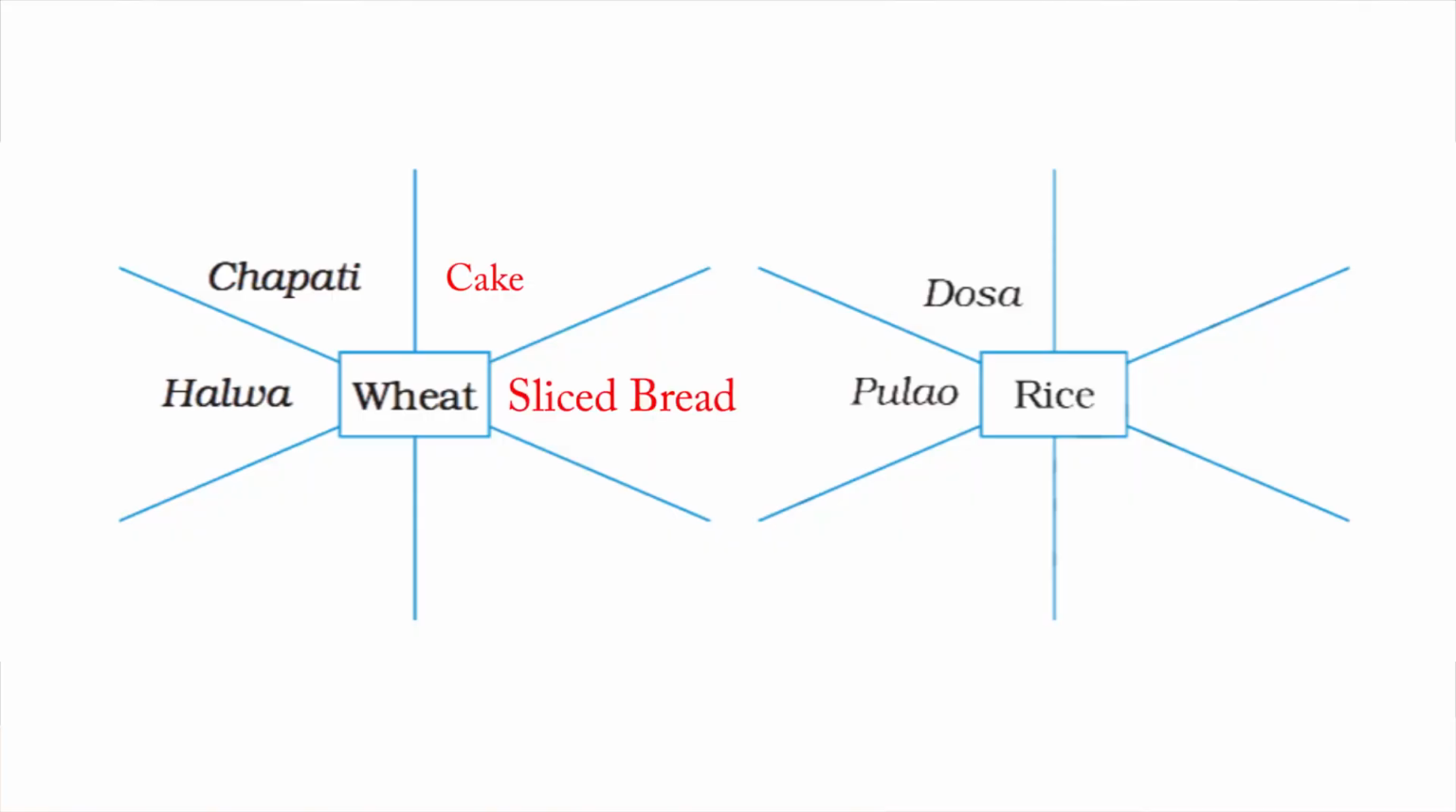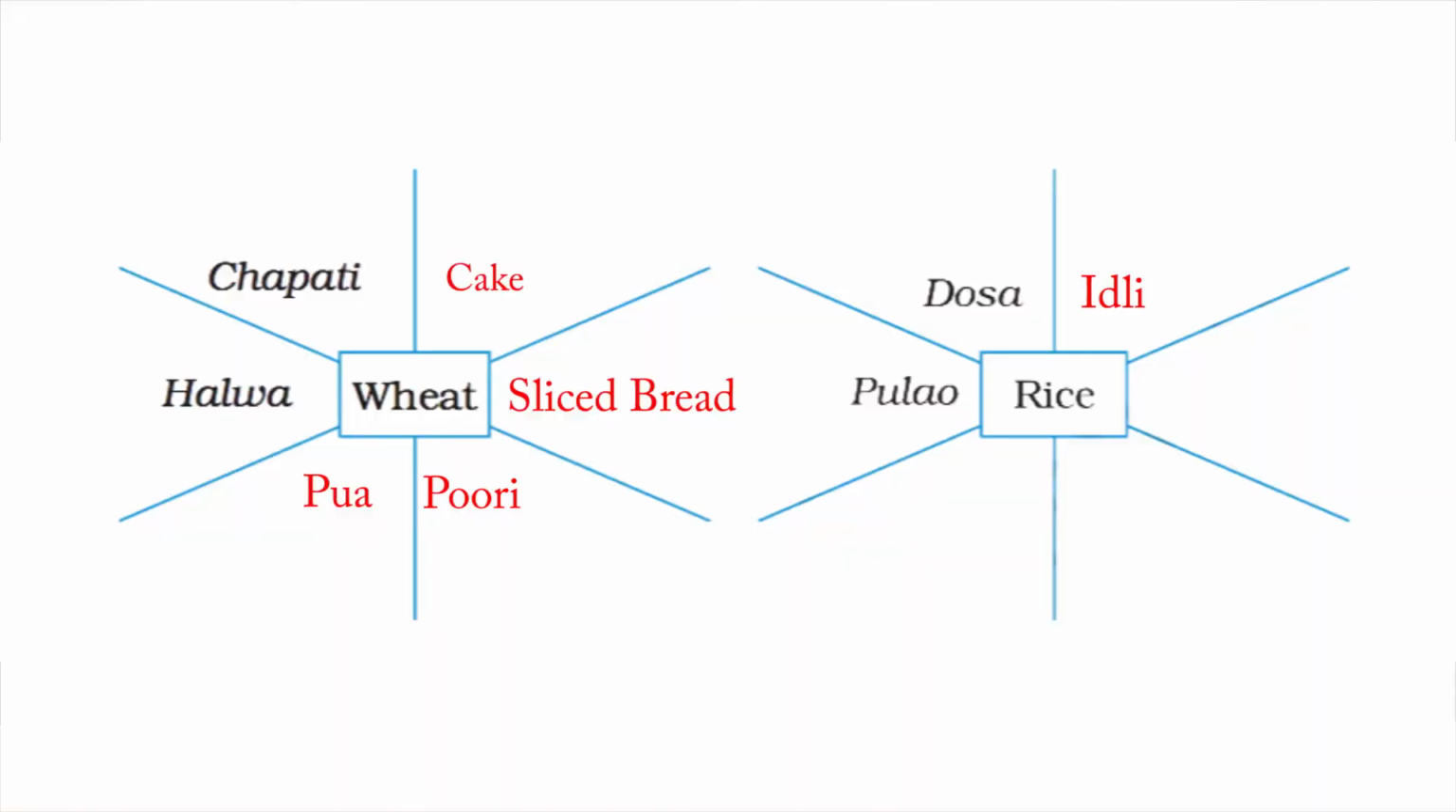In the wheat column, there are chapati, halwa, cake, sliced bread, puri, pua, etc. And there are various things that can be prepared from rice as well, like pulao, dosa, idli, uttapam, kheer, etc. So with this, we know that with similar items we can make different types of food items. Now students, people in different regions make different food items. Similarly, people of different regions like different food items also.